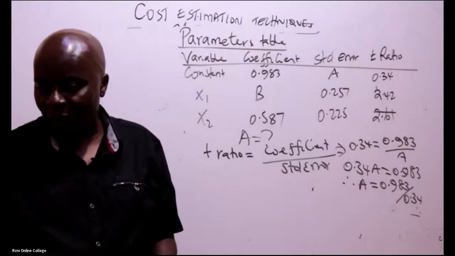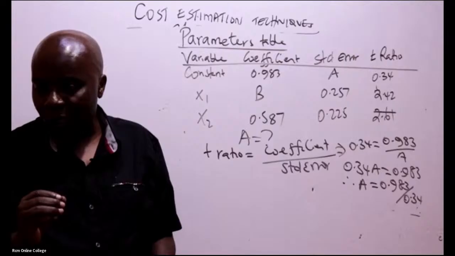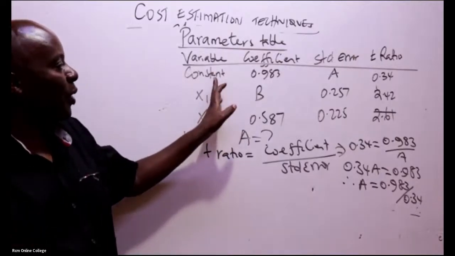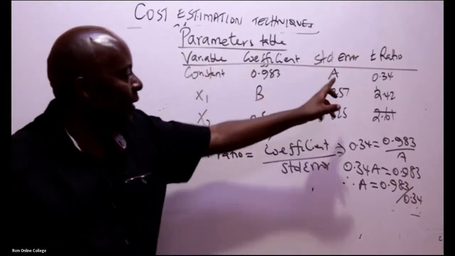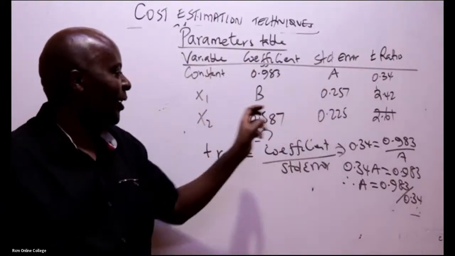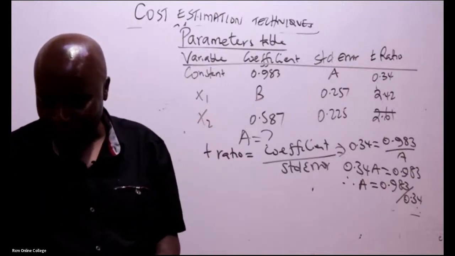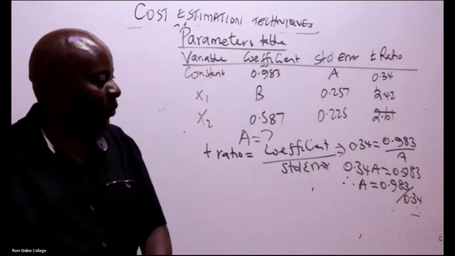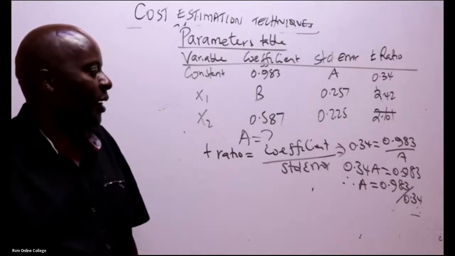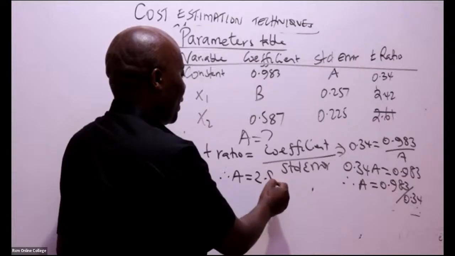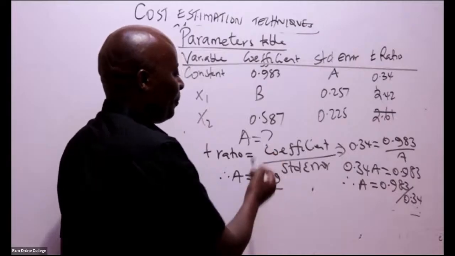Every independent variable shall have its own T ratio. Actually, even the constant that we have has its own t-ratio. X1 has its own t-ratio. X2 has its own t-ratio. That's a very good question. So they are telling me that A is 2.89. Therefore A is 2.89.